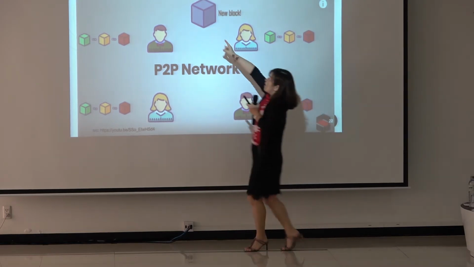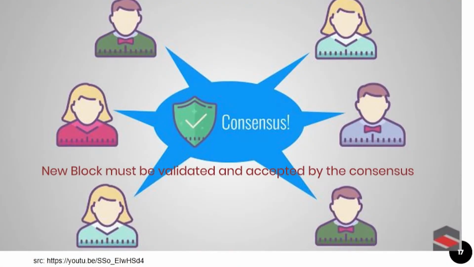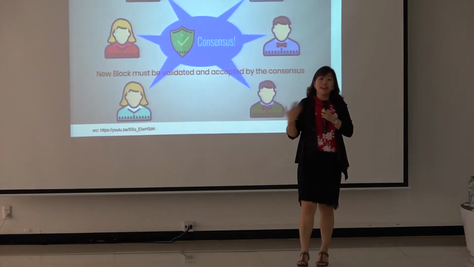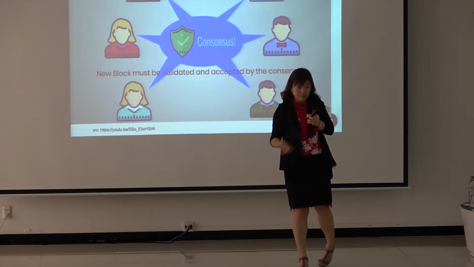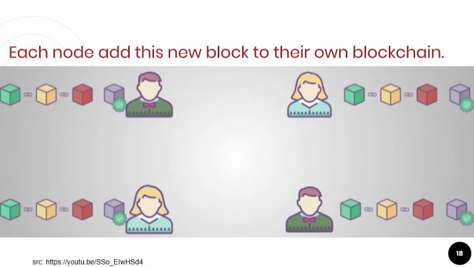So when a new block is created, what to do next is that it must be validated. Data inside the block must be validated and accepted by the consensus of everyone in the network. By consensus, that means not everyone, but the majority, right? If that happens, that new block will be added to every node. Okay? And of course, the thing will happen in this manner.